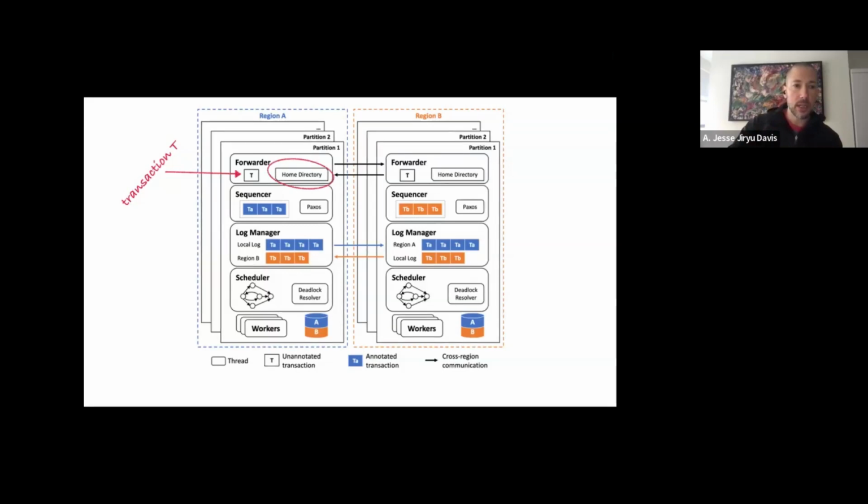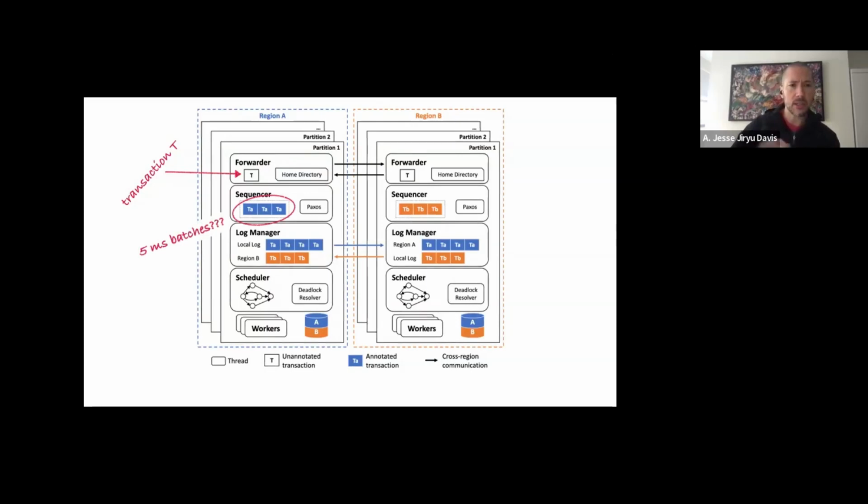So the coordinator, somehow it knows the items that the transaction is going to read or write, and it has something called a home directory, which is a map of regions to data items. So the coordinator knows from this what regions participate in the transaction. And it annotates the read and write sets with their regions. And then it forwards this annotated transaction to all of the participant regions. If it's a single home transaction, then it's just put in one region's log.